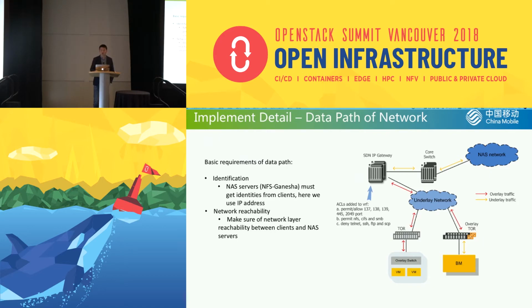connectivity in the L3 layer. Add some ACLs to the VRF, to permit ports 137, 138, 139, 445, and 2049, permitting NFS, CIFS, and the SMB protocol. Deny the telnet, SSH, FTP, and ICMP operations.